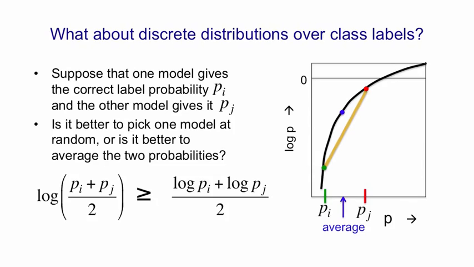So that black curve is the log. On the horizontal axis I've drawn pi and pj, and the gold-coloured line joins log pi to log pj. You can see that if we first average pi and pj together to get that average value where the blue arrow is, and then we compute the log, we get that blue dot. Whereas if we first take the log of pi and separately take the log of pj, and then we average those two logs, we get the midpoint of that gold line, which is below the blue dot.